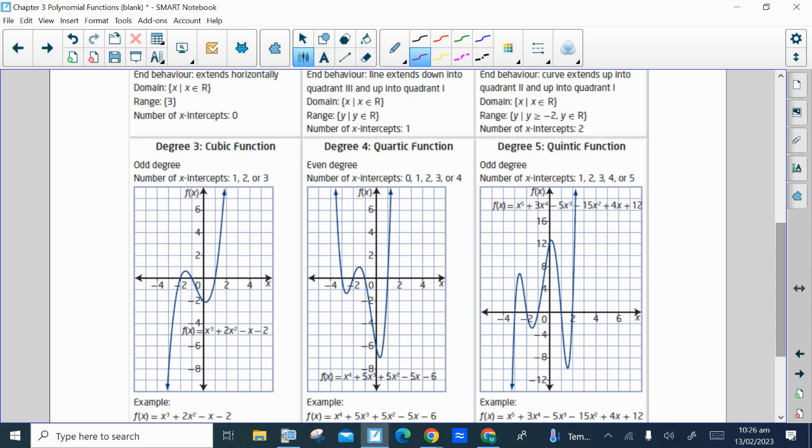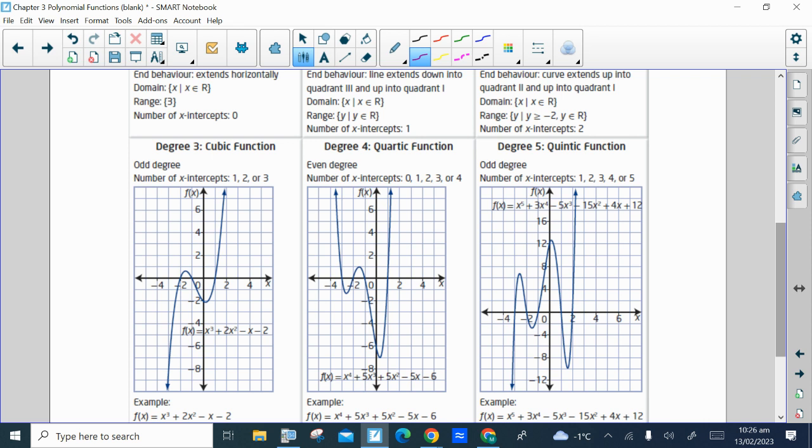This is a degree 3, though, which is also an odd number. But the same thing happens. When the initial term coefficient is positive, it falls to the left and rises to the right, just like a line with a positive initial term coefficient. If the initial term coefficient turned to negative, that would reflect the graph over the x-axis, right? And that means it would rise to the left and fall to the right, just like a line with a negative slope. It rises to the left, falls to the right.